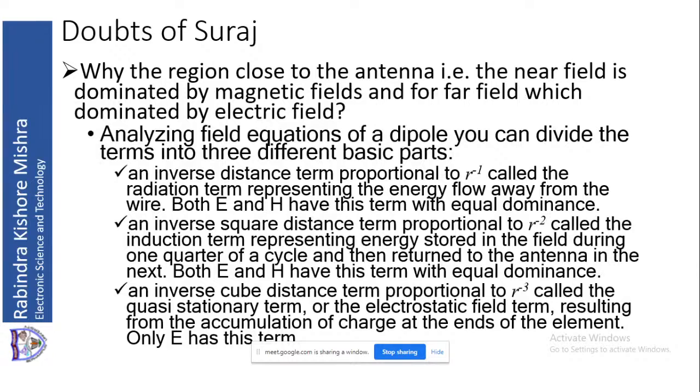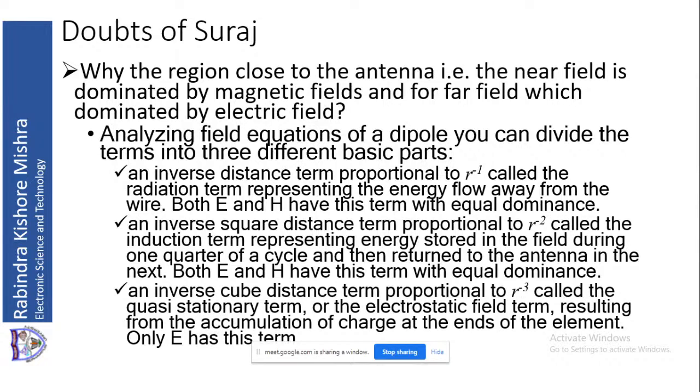So because of this charge accumulation at the ends of the element, you get this field, and this is because of the electric dipole. So only the E field has this term, and this is because of the charge accumulation. But this is not the near field. Near field is the other one, where you have 1 upon r square term that defines the near field.